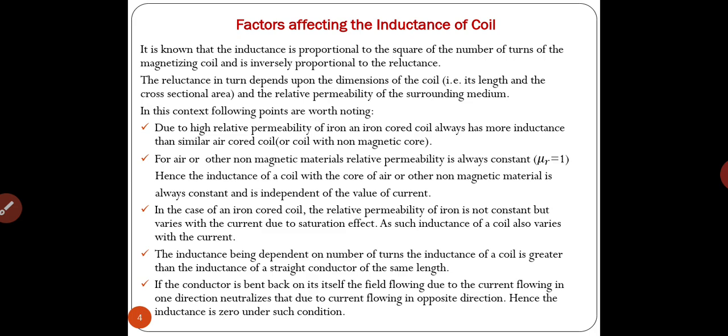In the case of an iron core coil, the relative permeability of iron is not constant but varies with the current due to the saturation effect. As such, inductance of a coil also varies with the current. So, here it is worth noting that the relative permeability of iron is not constant, as we have understood in the hysteresis law. It varies with the current due to the saturation of the magnetic material or the ferromagnetic material. The relative permeability is not constant and it is varying. As such, the inductance of a coil also varies with the current. Similarly, with the varying current, the inductance of the coil varies.